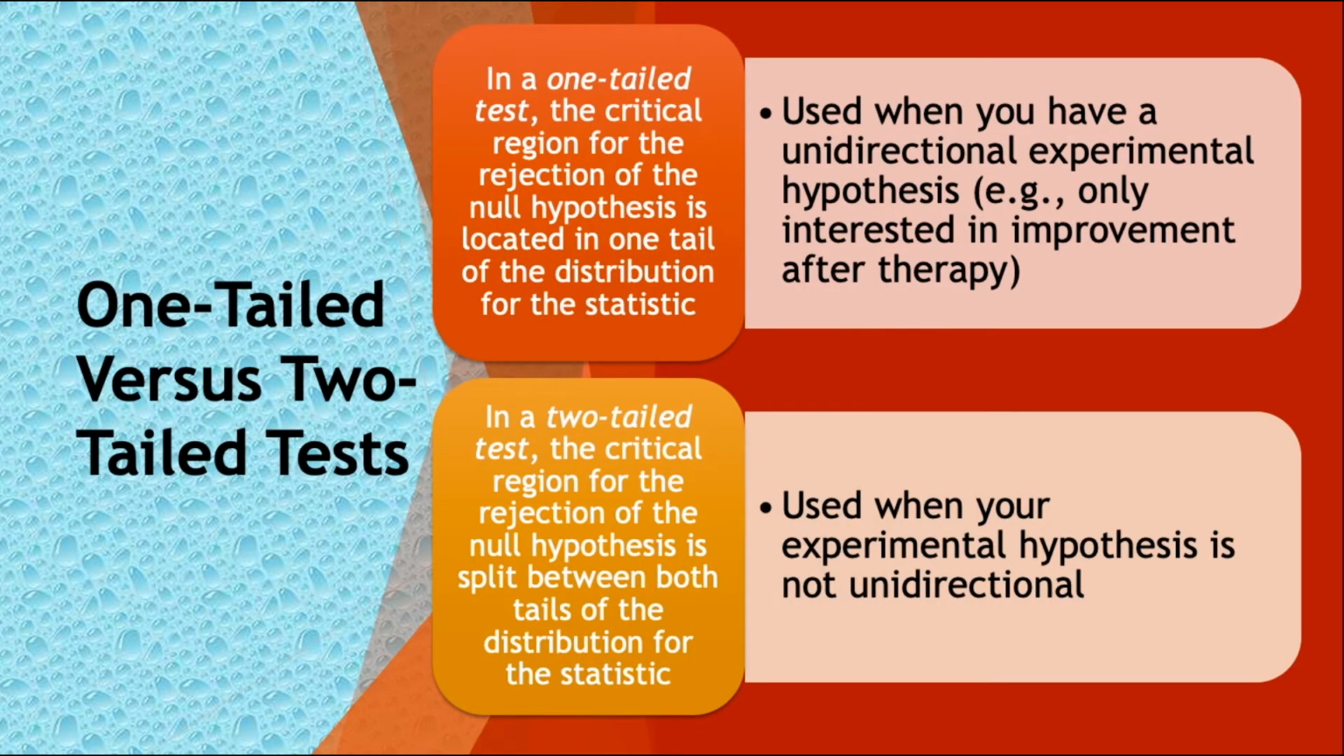So, why is there a one-tail versus two-tail test? The critical value of a statistic depends on such factors as the number of observations per treatment, the number of treatments themselves, and the desired alpha level. They also depend on whether the test is one-tail or two-tail.